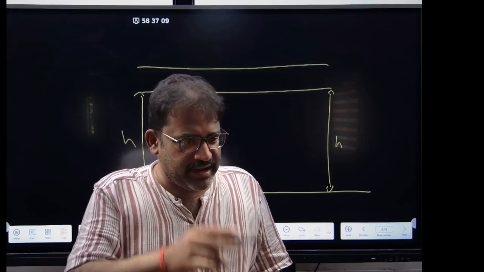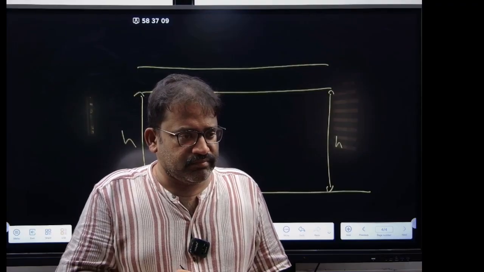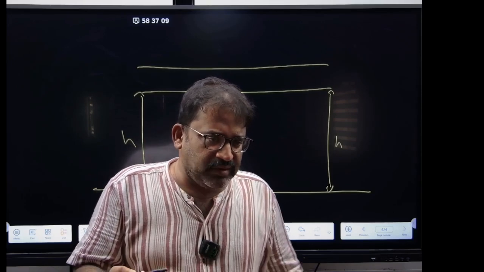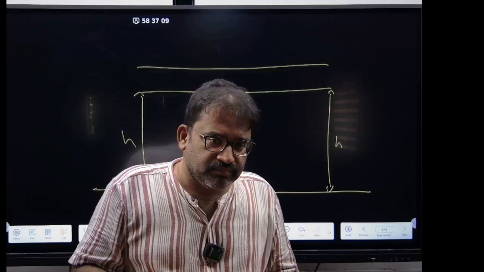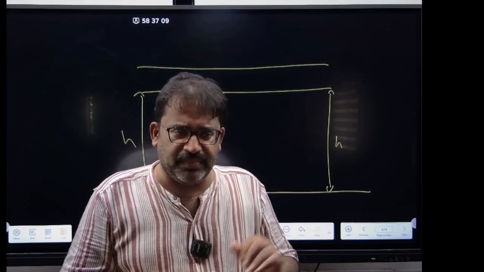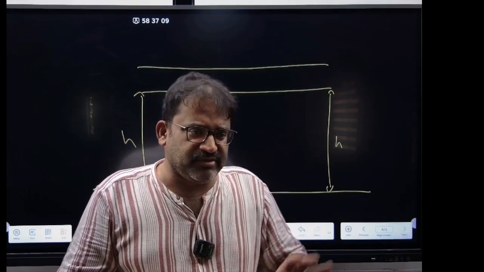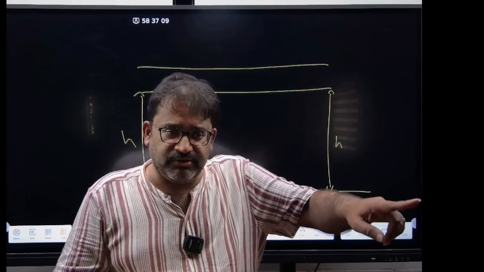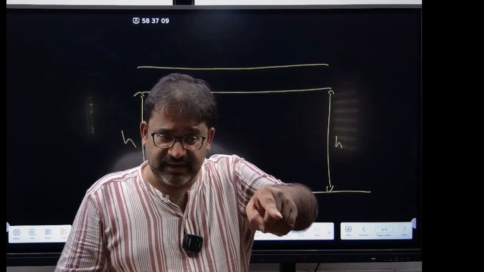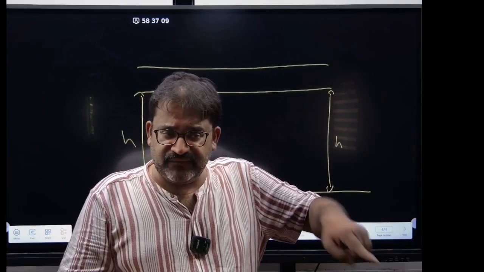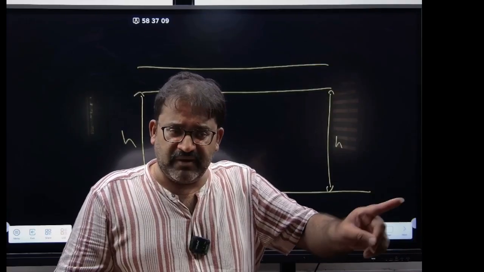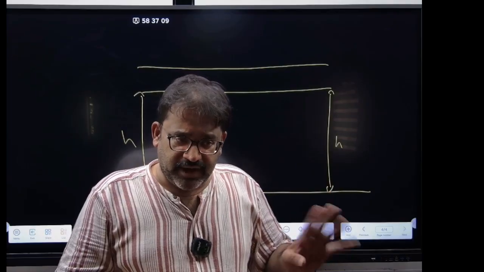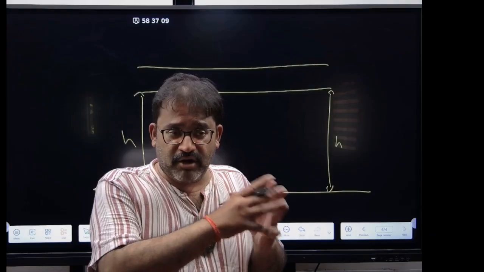What is the area A1? 10 centimeter square, right? And what about A2? 5 centimeter square. So let's do one thing. Since both are in centimeter square, let us substitute directly as it is. So 10 into velocity, I think it is 1 meter per second, divided by 5. So 10 by 5 is equal to 2. That means V2 is equal to what now? 2. Correct?